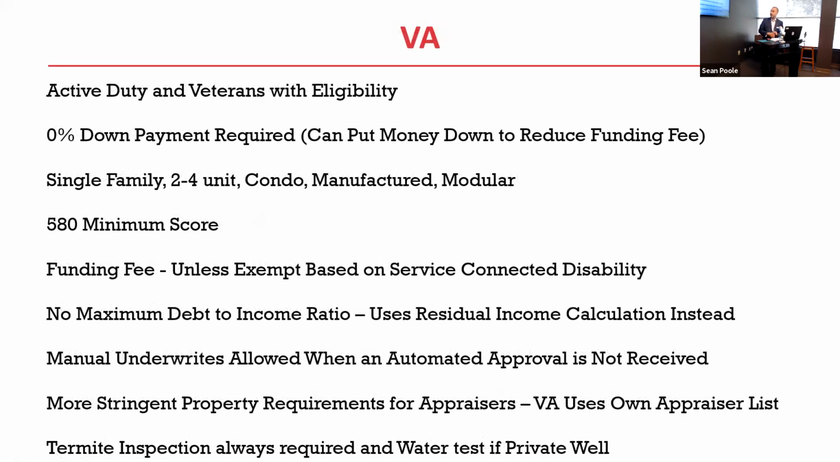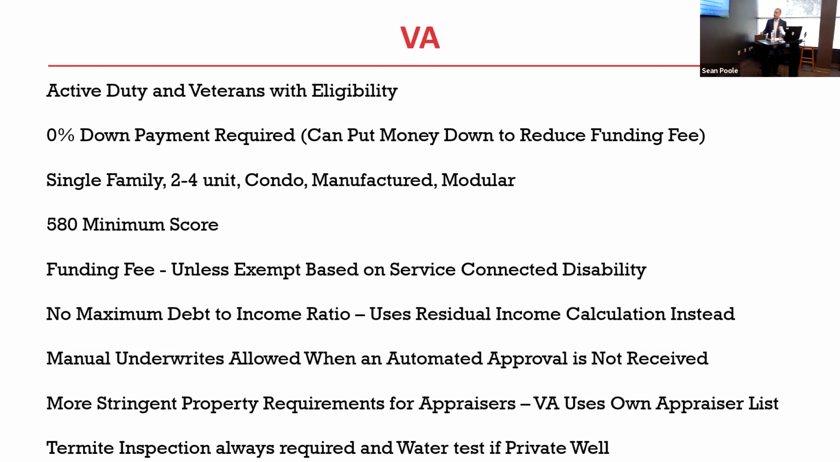VA. So VA is obviously no down payment required. You can be active duty or eligible veterans. We pull what's called a certificate of eligibility for them. There are certain requirements when it comes to how long you've been active duty as far as whether or not you're eligible yet, as well as how long you have to be in service for veterans. But usually they know when they're discharged if they're eligible for getting a home loan. So they'll get that certificate of eligibility when they're discharged, or they can pull it themselves, or we can pull it. No down payment required, but they can put a down payment on the loan.